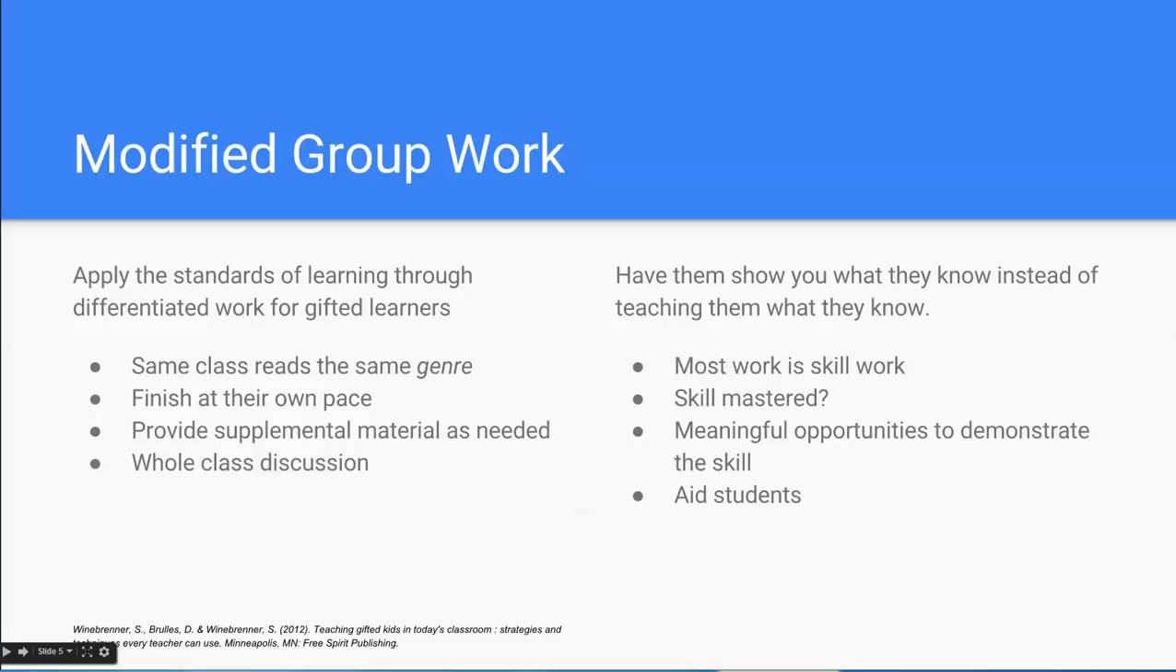Another way to help gifted students is to provide for them modified group work. Let us say, for example, that the majority of the class is reading a book of a certain genre. Now, you believe that this book is too simple for the gifted student. So, let's say the genre is mystery. The majority of the class gets a mystery novel, while the gifted student gets a more advanced mystery novel. They're two completely different titles.